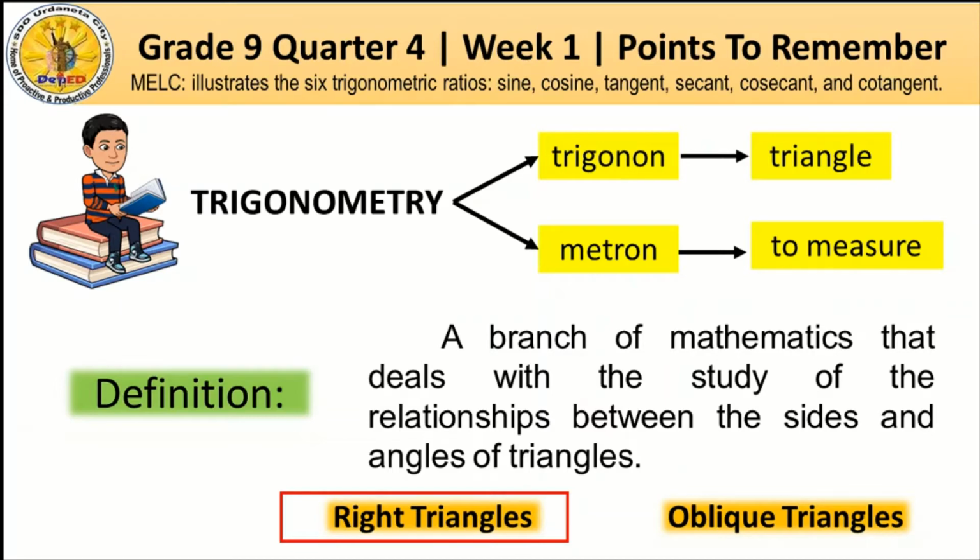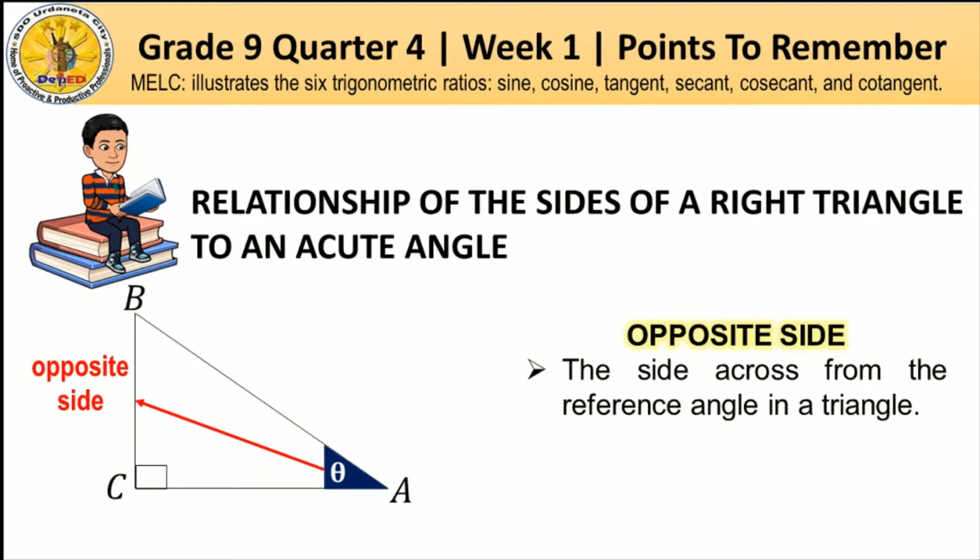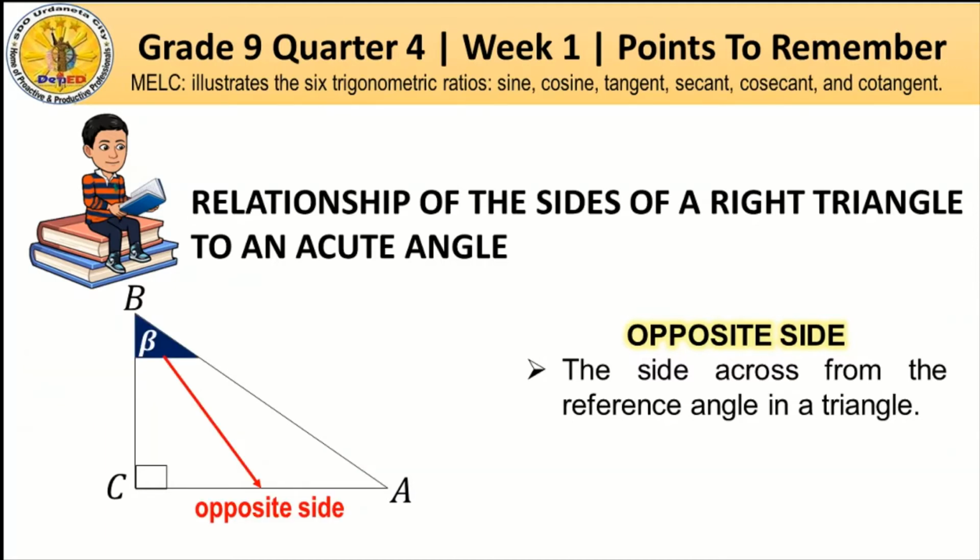Before we illustrate the 6 trigonometric ratios, we have to establish first the relationship of the sides of a right triangle to an acute angle. Let us consider the right triangle ABC with right angle at C. Suppose that our reference angle is angle theta. Side BC is known as the opposite side of angle theta. When we say opposite side, it is the side across from the reference angle in a triangle. If our reference angle is angle beta, then the opposite side is side AC.